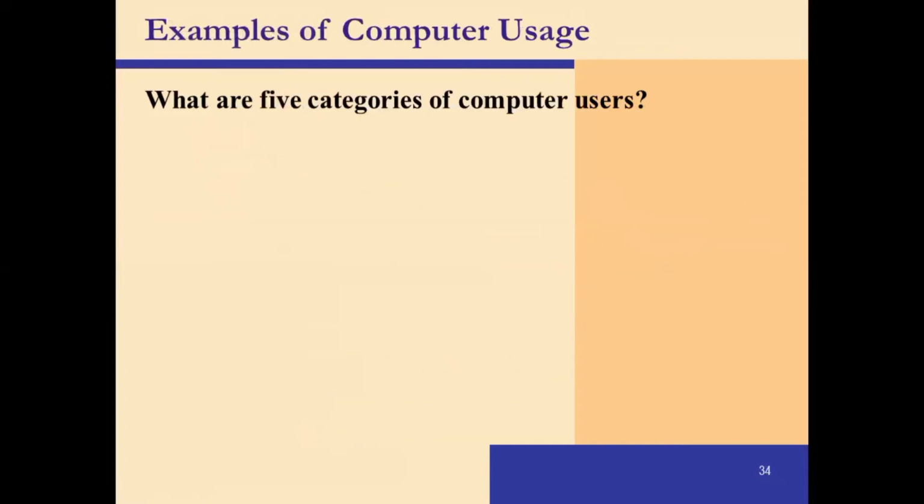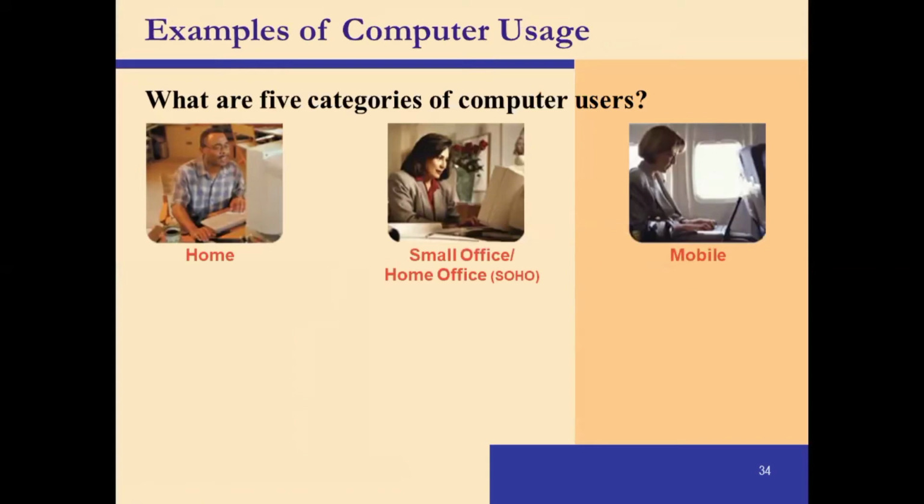Okay, the next slide is about categories of computer users. What kind of users do you think can use computers? People use computers. Why do people use computers? What kind of users are there? First of all, you are also one of the users, like home users. Then small office or home office users, and mobile users. Mobile users are those users who can take their laptops anywhere and work on these devices.